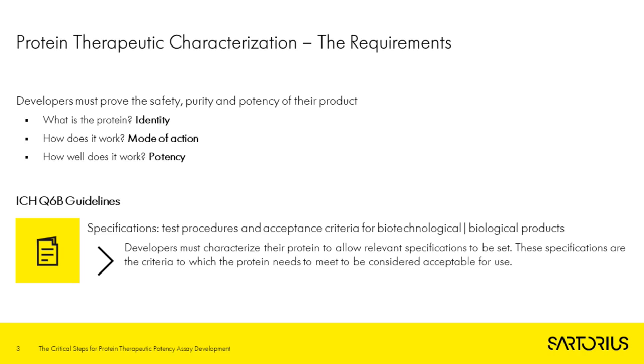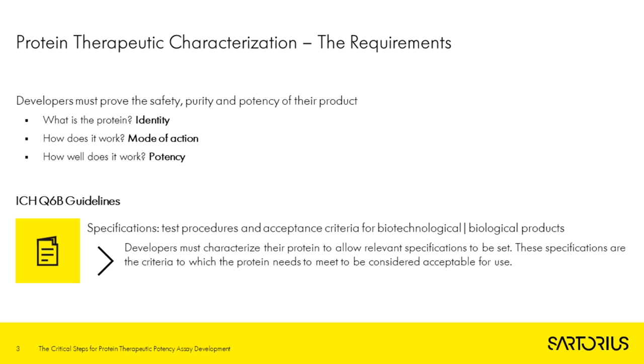So protein therapeutics need to be characterized, and the foundation for approval is really built on robust analytical characterization, which proves the safety, the purity and the potency of the product. Developers need to demonstrate what the protein is, so to prove its identity. How does it work? Some molecules have a relatively simple mode of action and some are very complex, but all modes need to be characterized. And how well does it work, so the potency. And this must be demonstrated on a batch-to-batch basis.